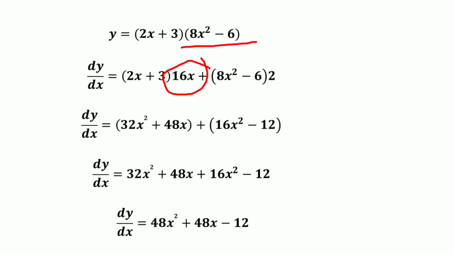into the derivative of the second term with respect to x, which is 8x square minus 6, the derivative of 8x square minus 6 which is equal to 16x, plus the second term, that is 8x square minus 6 into the derivative of the first term, that is 2x plus 3 with respect to x, which is equal to 2. So if you solve this, then 2x plus 3 into 16x will become 32x square plus 48x plus 8x square minus 6 into 2 which will become 16x square minus 12.